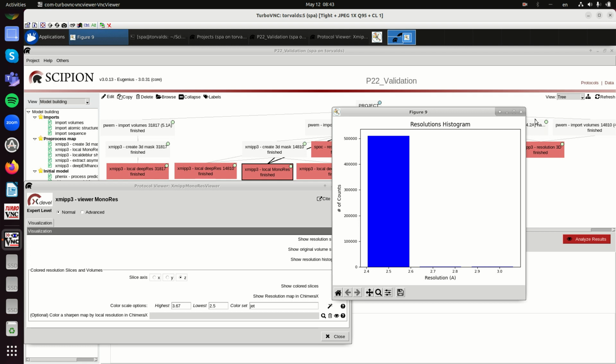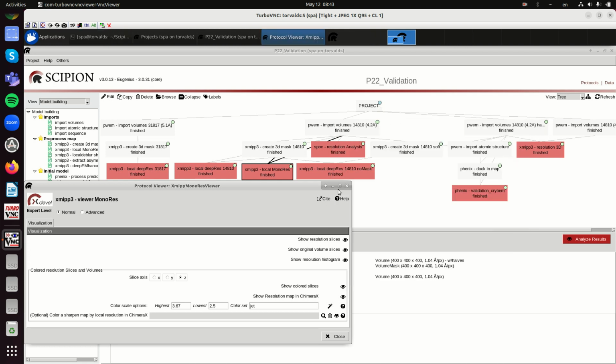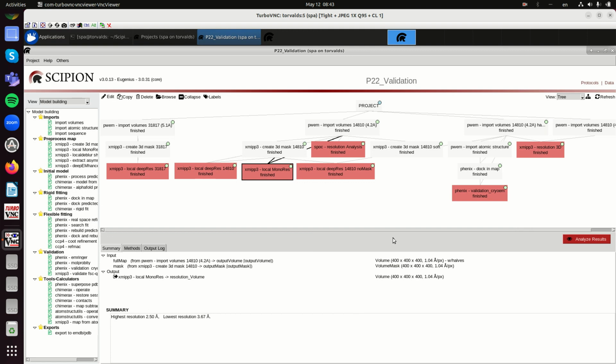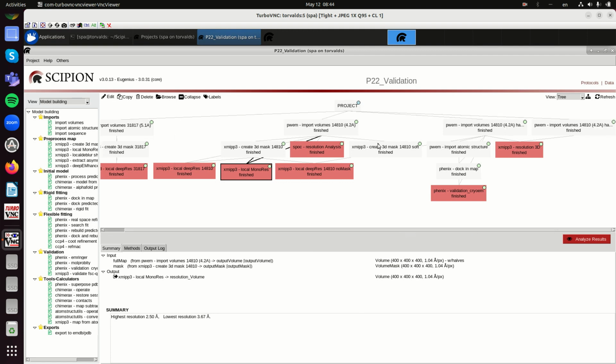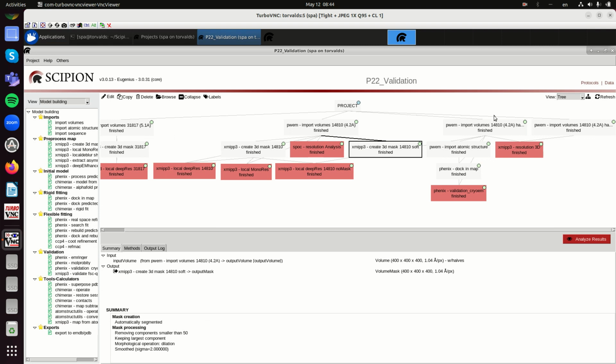So actually this one is almost reaching Nyquist, but it is because of the mask. Okay, so now let us import the two halves.